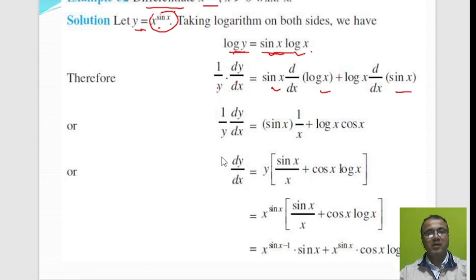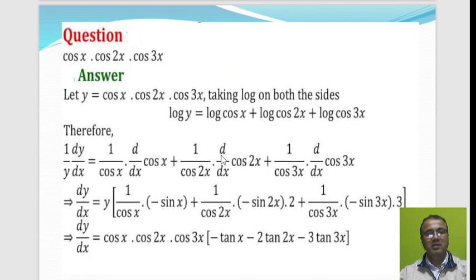ठीक है. So here some more questions. Here suppose cos x, cos 2x and cos 3x are there. It is the combination of product of three functions. So in such case also you can take the logarithm. Logarithm हम लोग ले सकते हैं. ठीक है. Cos x, cos 2x, cos 3x. You can take the logarithm also here in such problems. By using the log, you can find the derivative easily. Okay, so you can try this kind of problem also.